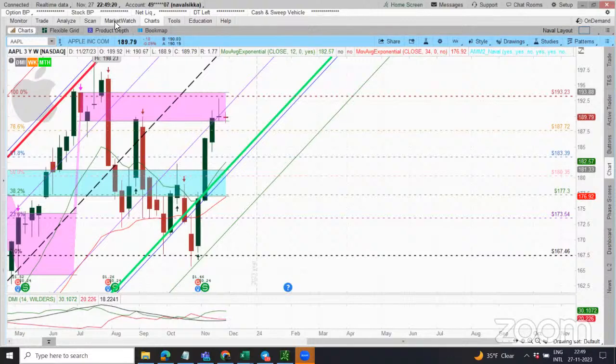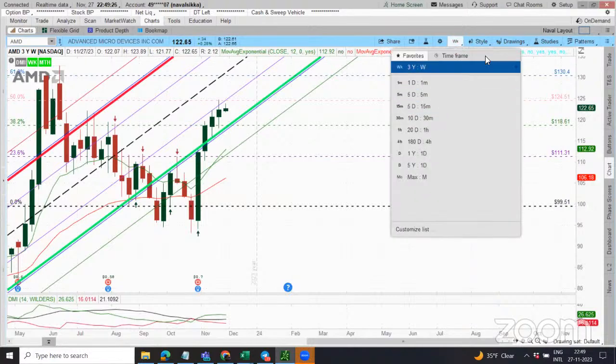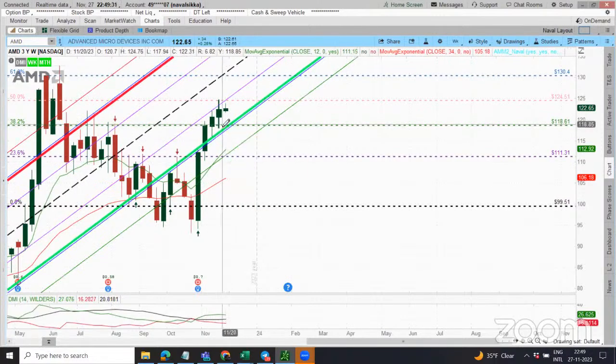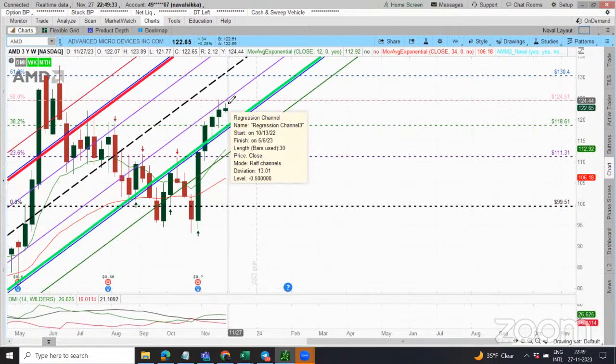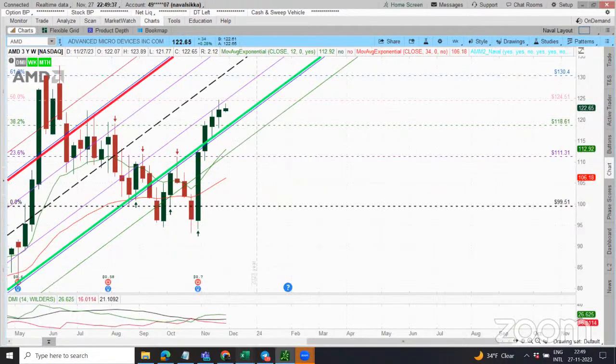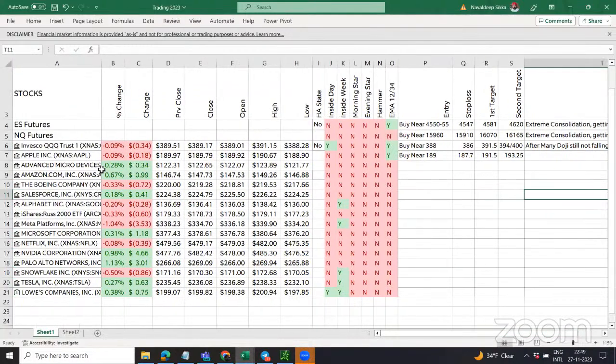Thank you, Nitin bhai. So AMD, if you look at this from a weekly chart perspective, it's getting ready. It's inside week for sure right now. So if I go back into inside week for AMD, it's inside week. Yes, inside week.